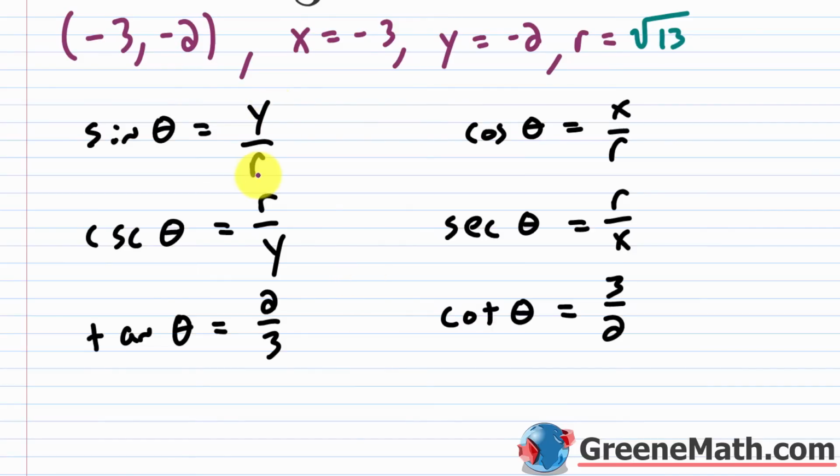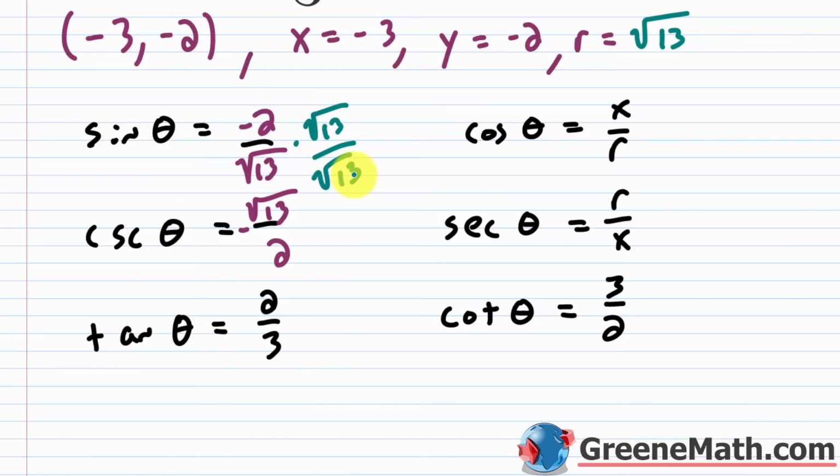So for y over r, the y value is -2. I'm going to plug that in there, and plug that in here as well. Your r value is going to be the square root of 13. So let me put the square root of 13, and the square root of 13. Now, for this one, I would just put the negative out in front, and you're done. For this one, you would rationalize the denominator. Multiply this by the square root of 13 over the square root of 13. That's going to be -2 times the square root of 13 over 13. So this is the negative of 2 times square root of 13, over 13. Okay, so that's your answer there.